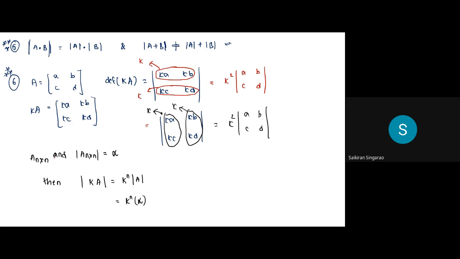Very important point, sir. If A is an n cross n matrix, then determinant of Ka will be what? Determinant of Ka will be K power n into determinant of A. What is determinant of A written here? Alpha. So K power n into alpha. Did you understand the sixth property?